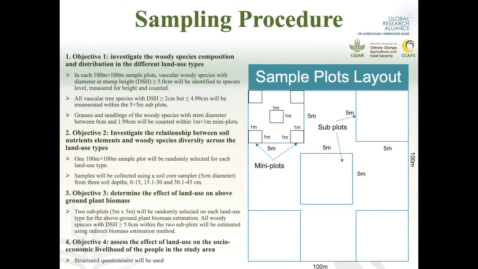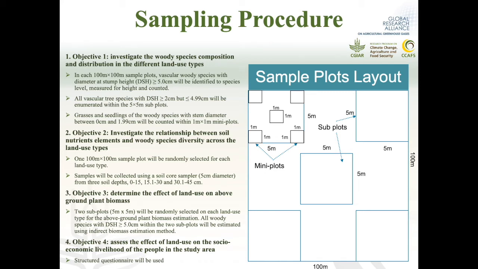Sampling procedure. 500 by 100 meter sample plots with three replicates will be randomly established on each of the land use types. Within each 1 hectare plot, 5 by 5 meter subplots will be located at each of the four corners and then the center, while 1 meter by 1 meter micro plots would also be allocated on each of the four corners and at the center of each 5 meter subplot, as depicted on the sample plots layout.